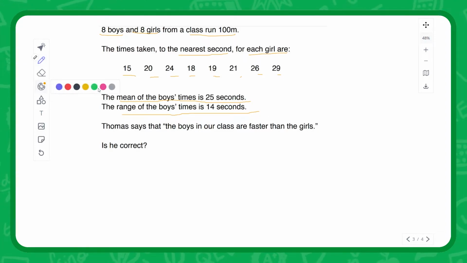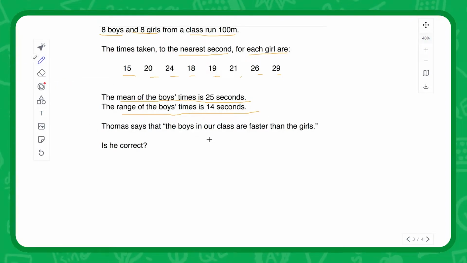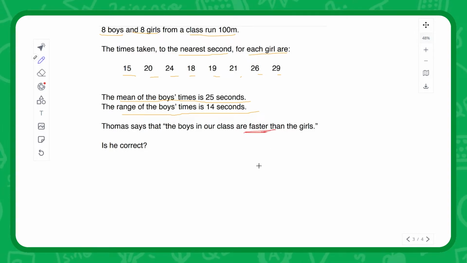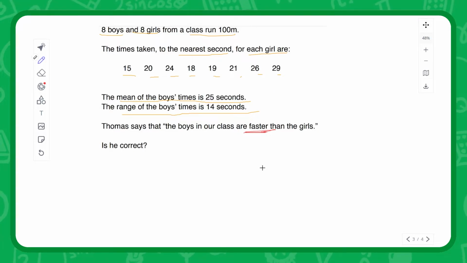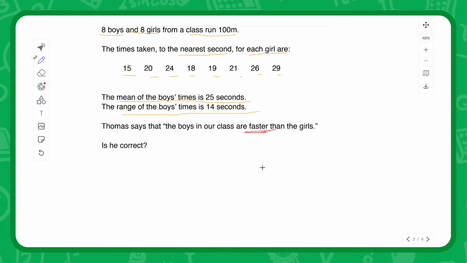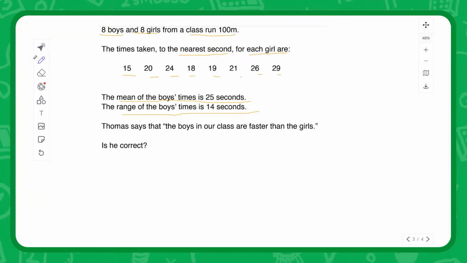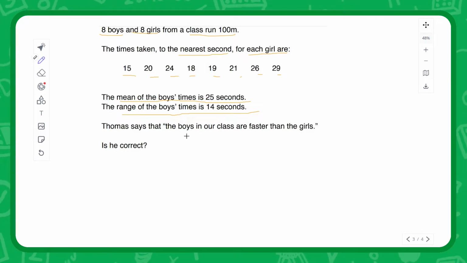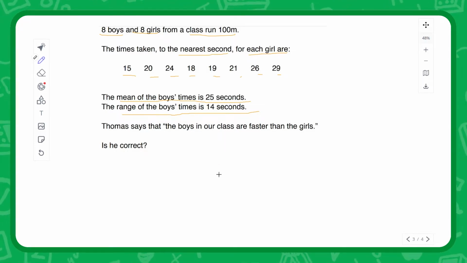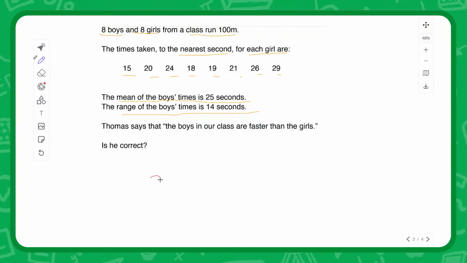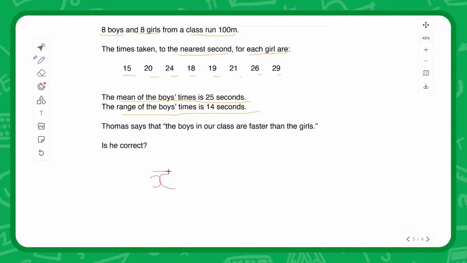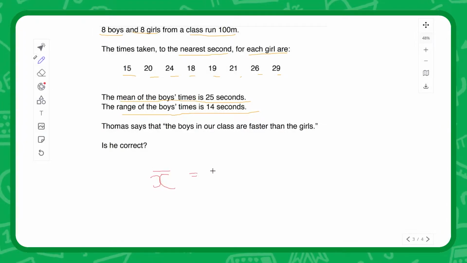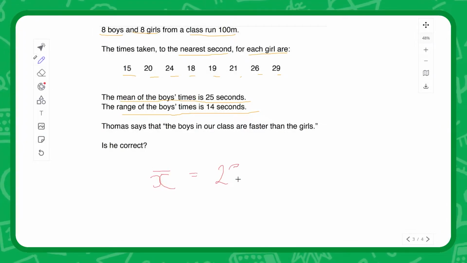Unlike in algebra, it's not immediately obvious what we're after, because clearly we're after some kind of yes or no here. But if we go over what we actually need to get, we need to find out what faster means in this context. Because again, faster could mean lots of different things. Because if we take the boys' times, the mean is 25 seconds, that seems to be fairly useful. So the mean is 25 seconds. I'm going to write that as x bar. That's a common way of writing it. So x is just a piece of information, bar is average. Yeah, mean is 25 seconds.